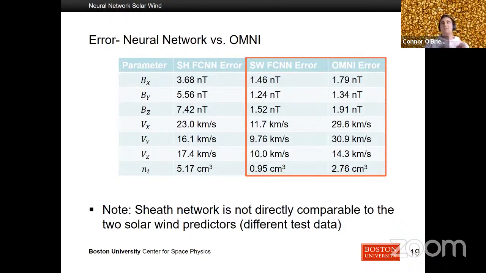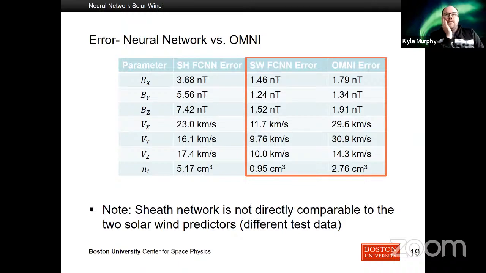We have two data sets, one with OMNI in the solar wind, and one with MMS in the solar wind and MMS in the sheath. And this is calculated on the portion where MMS is in the sheath. Okay, yes. Excellent. I hope that answers your question, Patricia.